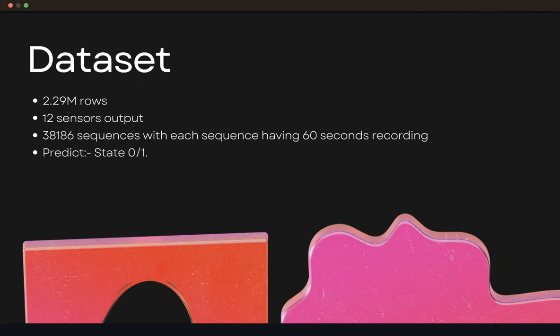We are predicting the state, which can either be 0 or 1, meaning a patient can either be in an ill state or the patient is healthy. So we are predicting the patient state using his or her biological sensors data, and that data is a 60-second recording.